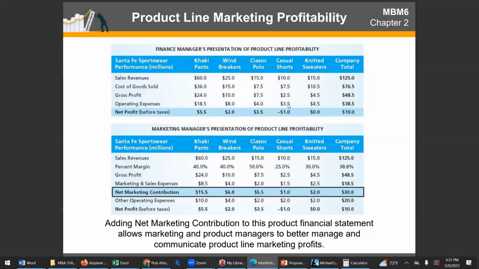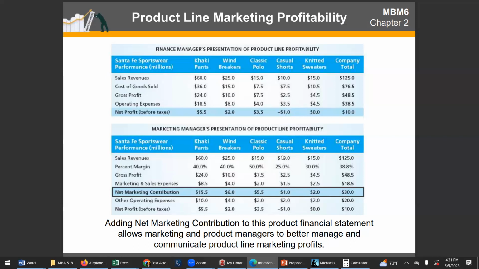3.5 right up here, we've broken out the 1.5 in marketing and sales, and that leaves us with 2.1 minus 2 is a -1. So the question becomes, should we stop selling, promoting casual shorts? Okay, that's our question.